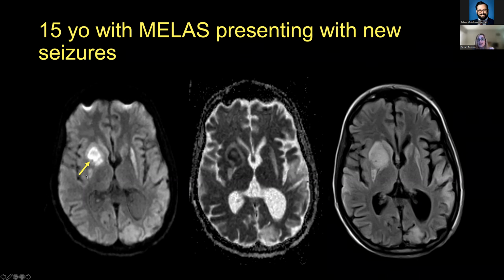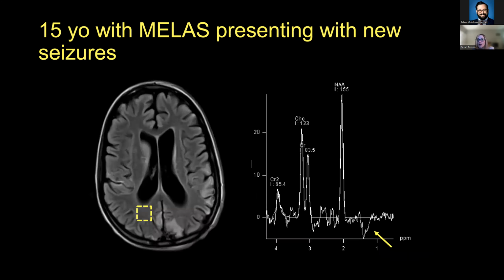So let's look at how MR spectroscopy can help differentiate MELAS from stroke. When we evaluate the normal appearing white matter in the right occipital lobe by MR spectroscopy, as shown here, we see abnormal lactate at 1.3 parts per million within this tissue. The box denotes the area evaluated with MR spectroscopy.